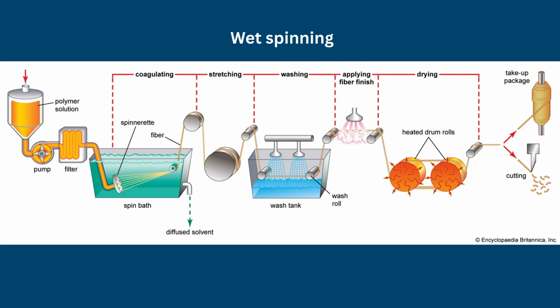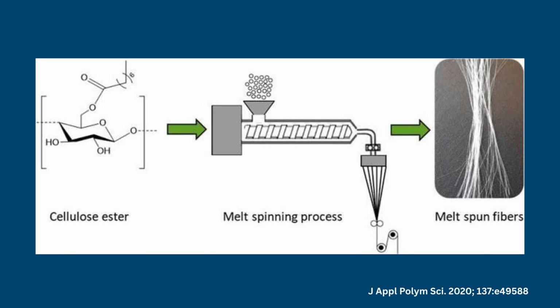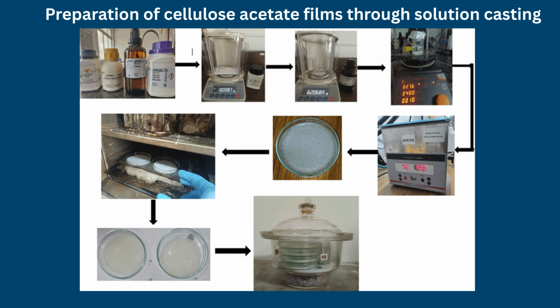Wet spinning and electrospinning are also employed for specialty fibers and nanofibrous membranes. Recent developments have explored melt spinning using external plasticizers such as triacetin to broaden the narrow processing window between melting and thermal degradation. Films and membranes are commonly fabricated through solvent casting or phase inversion.